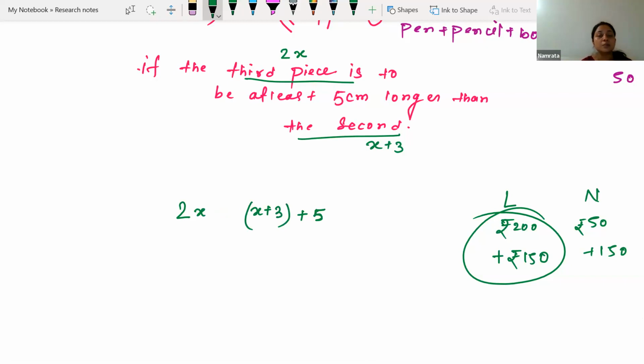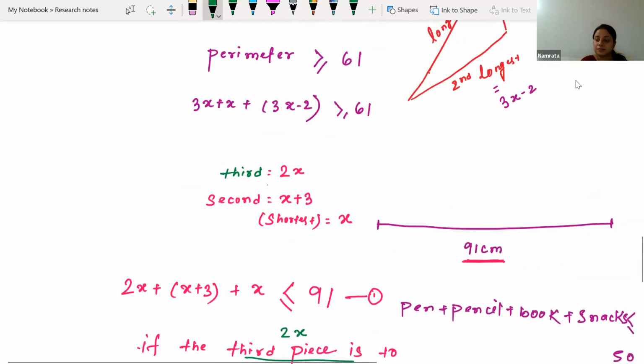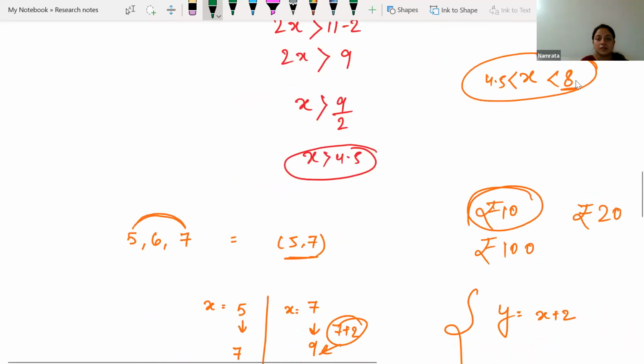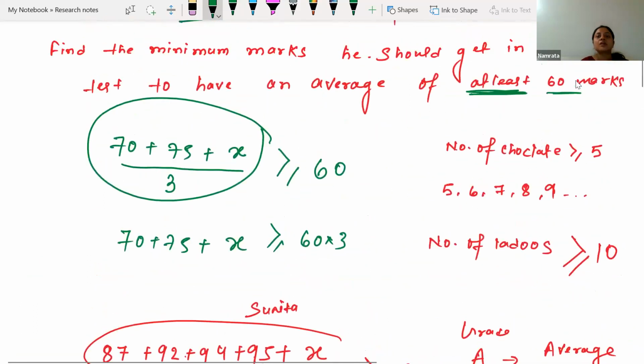Now, at least minimum, it is 5 centimeter larger. That means greater than or equals to. Minimum means, let's get back to those conditions: if you wanted 5 chocolates, minimum 5 chocolates, that means I can give you 5, I can give you 6, I can give you 7. Like bare minimum, you can accept 5 or more than that. That is the meaning of minimum or at least, right?